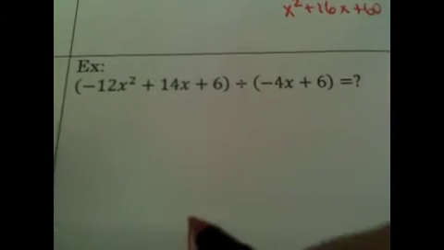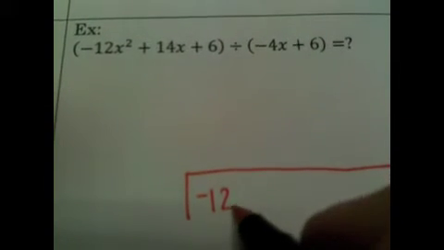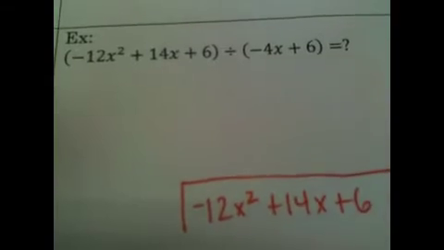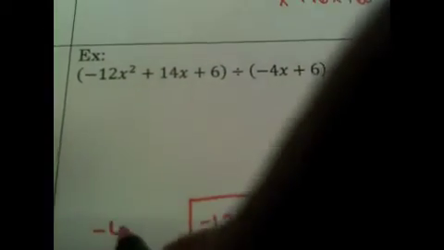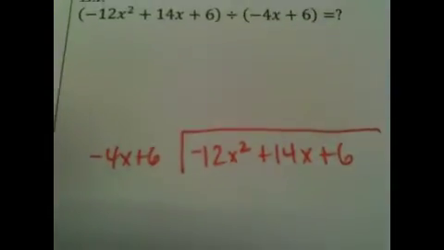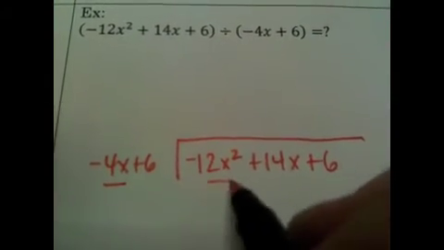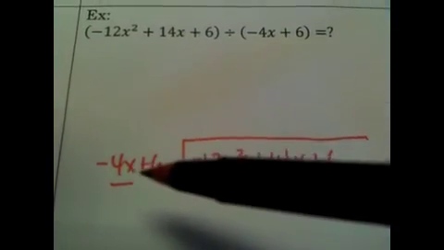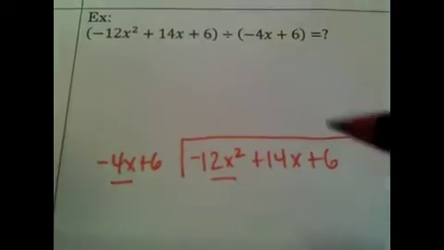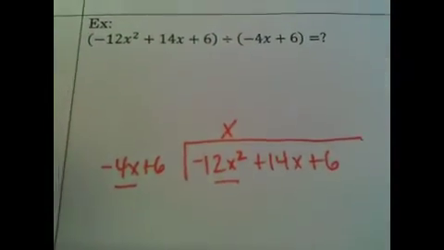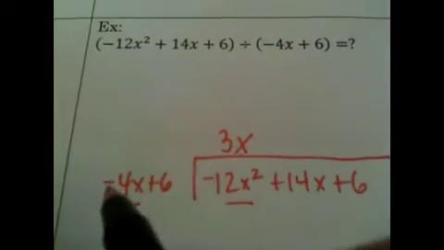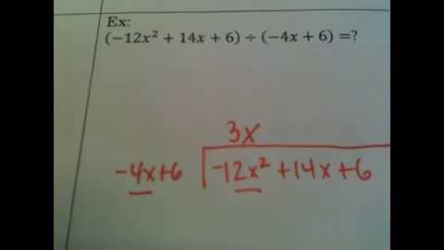Let's rewrite it. Step 1 is rewrite it in a long division format. Negative 12x squared plus 14x plus 6. Okay, our divisor is negative 4x plus 6. Step 2, look at the first terms. Negative 4x and negative 12x squared. What can I multiply negative 4x by to get negative 12x squared? Well, we got the negative already. Okay, we are going to need another x to make the x squared, and then 4 times 3 is going to give us 12. Check it. Positive times a negative equals the negative. So we're good to go.